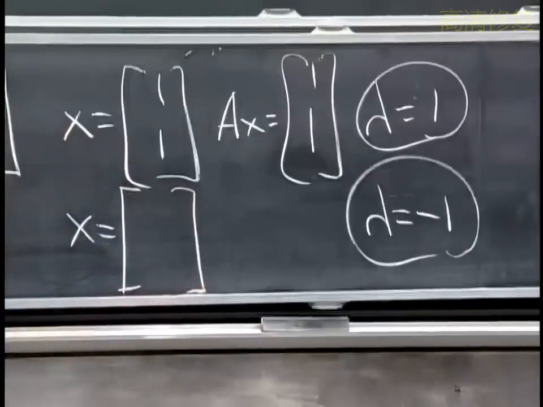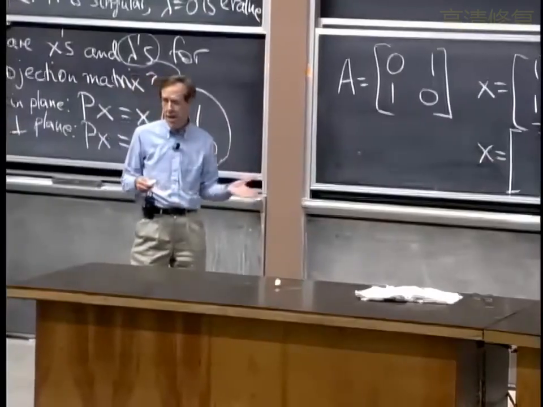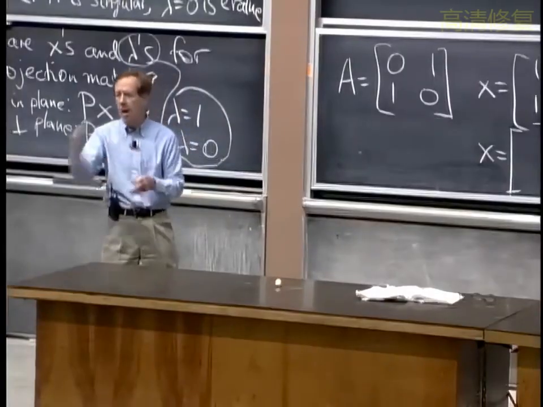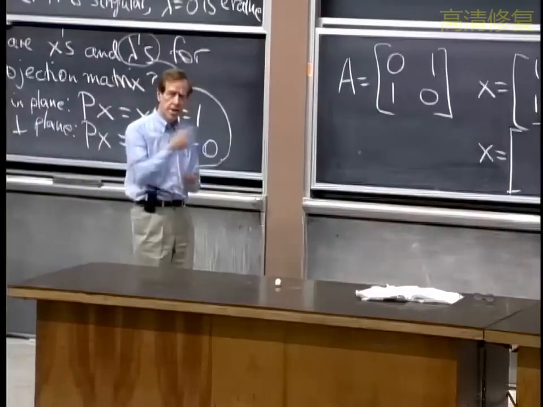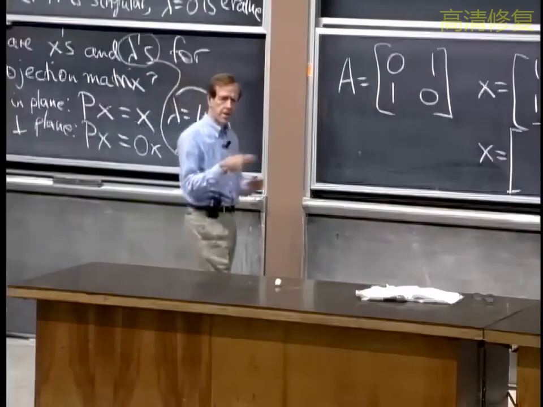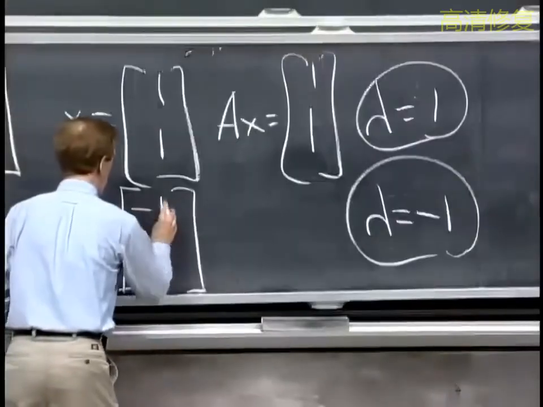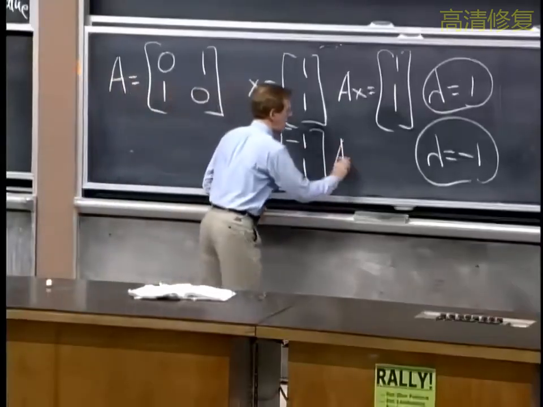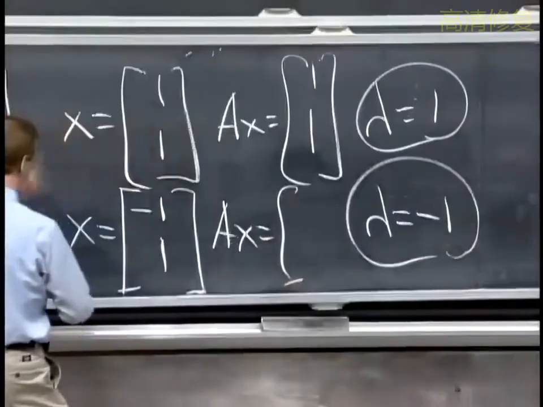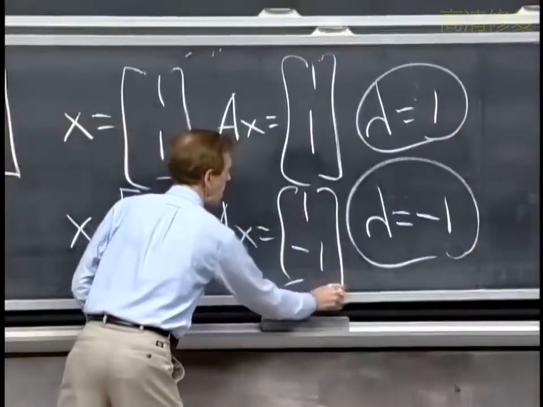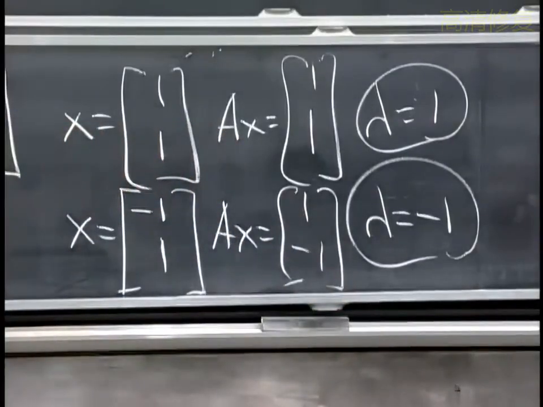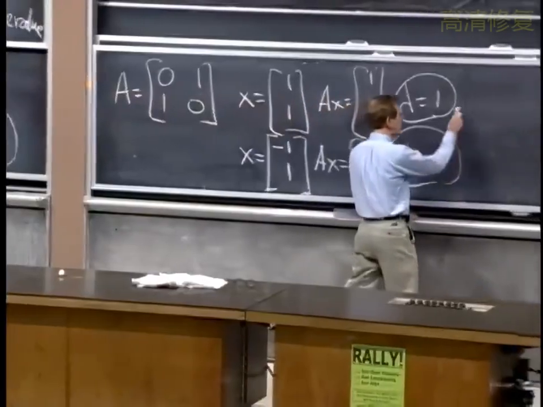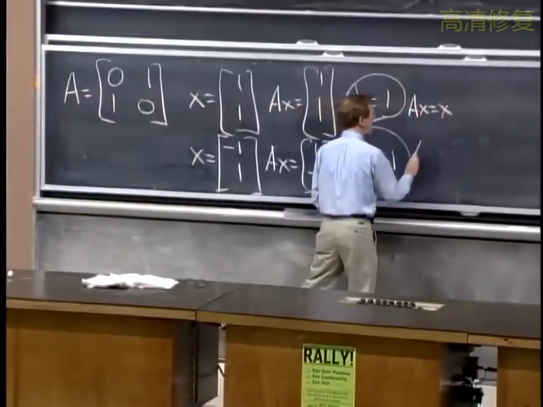So I want a vector such that when I multiply by A, which reverses the two components, I want the thing to come out minus the original. So what shall I send in that case? If I send in -1, 1, then when I apply A, I do that multiplication and I get 1, -1. So it reversed sign. So Ax is minus x. Lambda is -1. So Ax was x there, and Ax is minus x here.